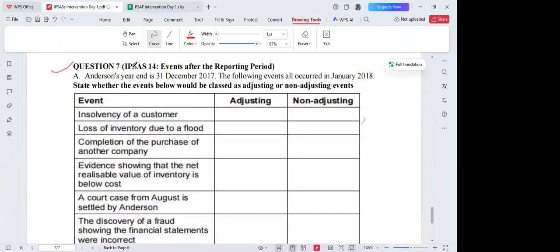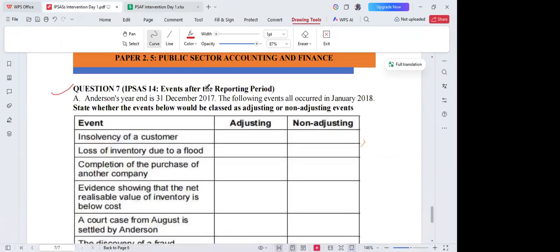Question 7. What is an event after reporting date? I think this has been tested before. The first time it came as a theory question, although it can be asked as a calculation as well. So events after reporting date. Let's do a little rundown on that.